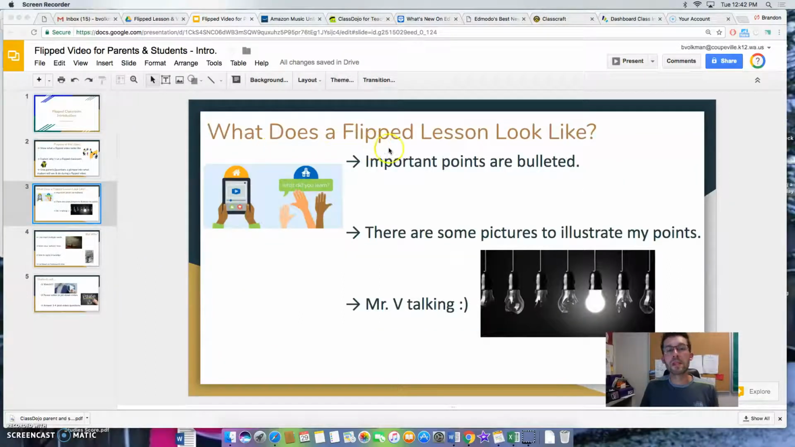So what does a flipped lesson or flipped video look like? Well, the first thing you'll notice on this slide is that the most important points are bulleted. Things that I want students to really understand and learn, I put in bulleted form. The next thing you'll notice is that there are going to be pictures to illustrate those important points. Now, I will not have a picture for every bullet, but I will try to find the most important pictures that will help get my point across. Also, the pictures make this look nicer and more creative. Lastly, you're going to see Mr. Volkman talking, usually down in this corner, sometimes up here.